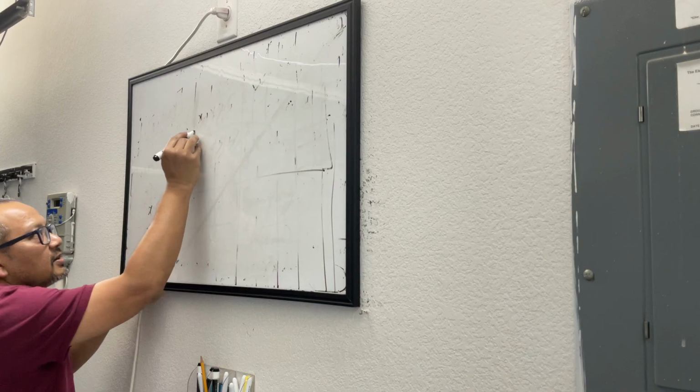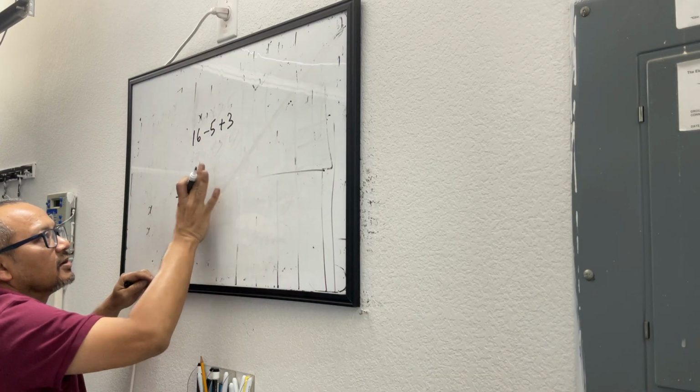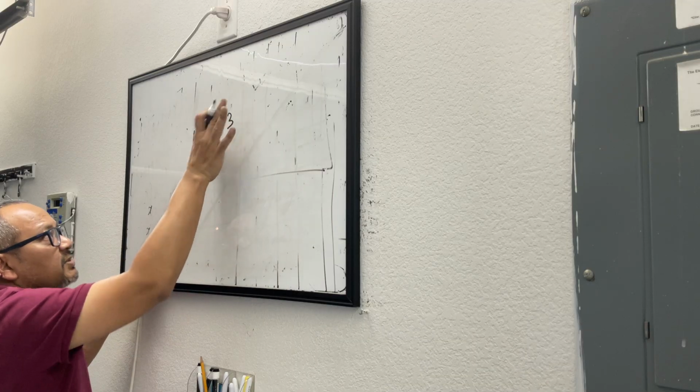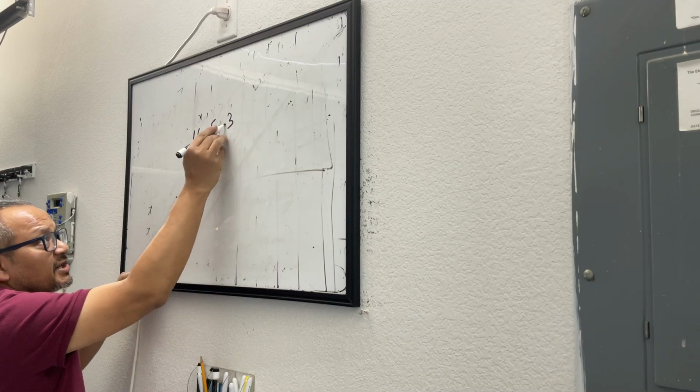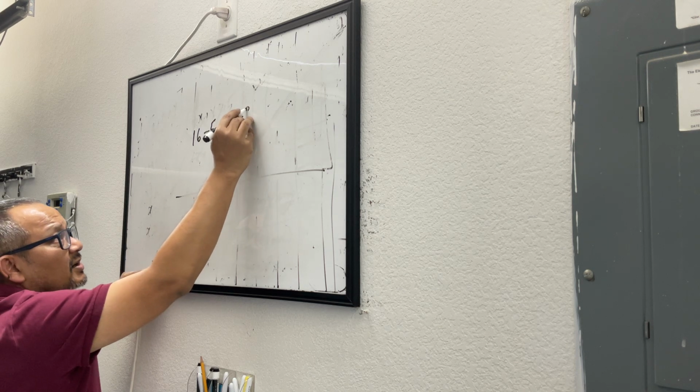16 minus 5 plus 3 minus 3. 16 plus 5. 16 minus 5 plus 3. Yeah. Then minus 2. Okay.